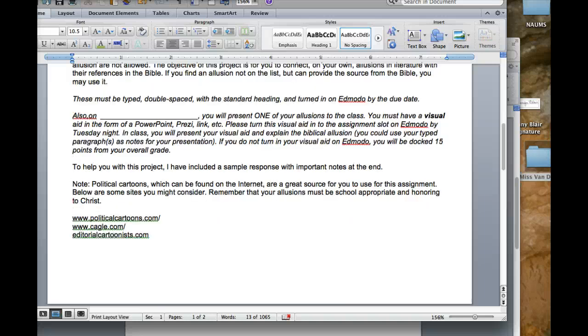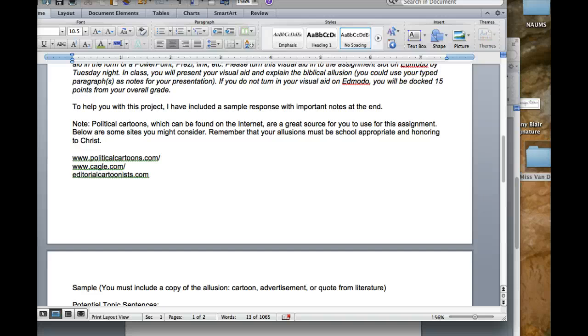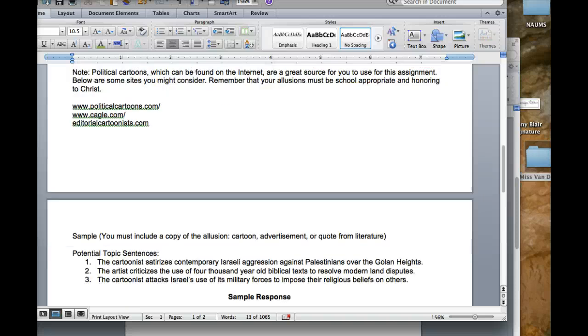So I'm going to show you guys a sample response to an allusion. You can find a lot of cartoons and things like that on the internet. Just remember to make sure that it is actually an allusion and not just a funny cartoon about something in the Bible. Okay? Remember that your allusions must be appropriate for the school and honoring to Christ. You might find an allusion that offends you. Don't feel like you have to use it. Here are some websites that you can look at that I like to get my cartoons from.